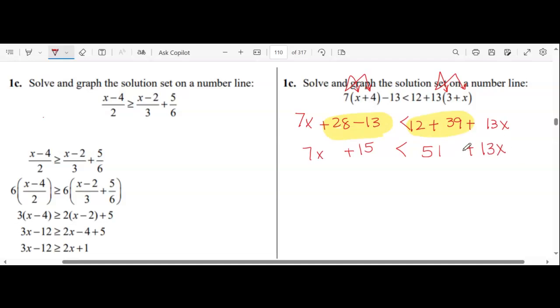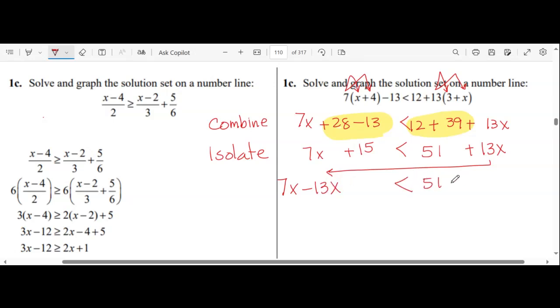Now what's the next step? We did the combine already. What's the next step? Isolate. So 13x goes to the left side, so it becomes 7x minus 13x, and 51 minus 15.